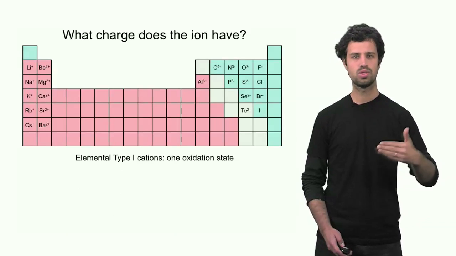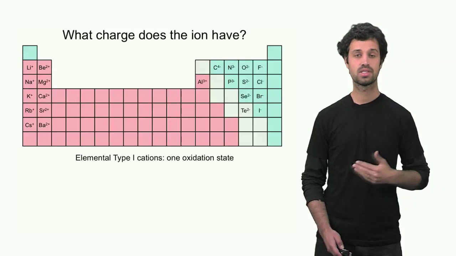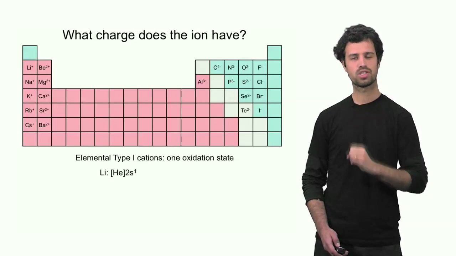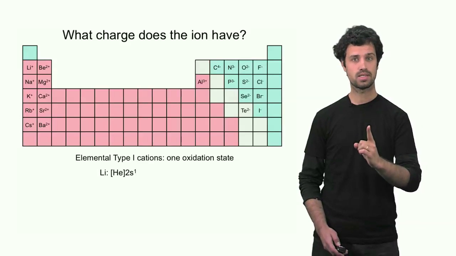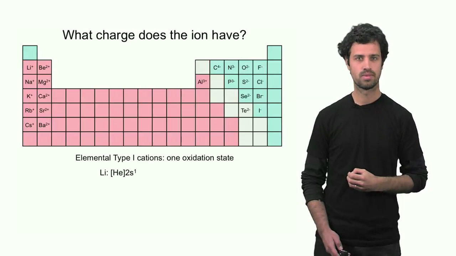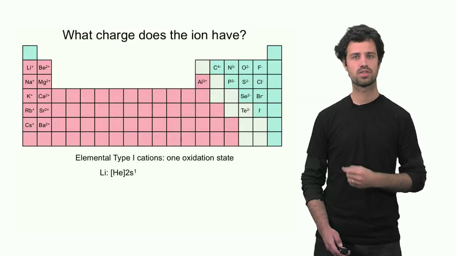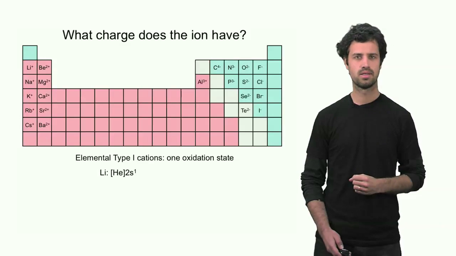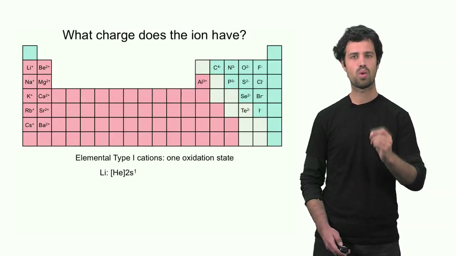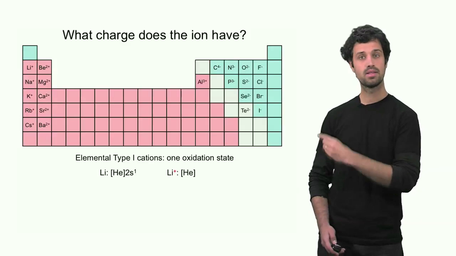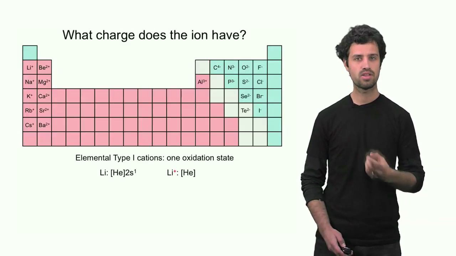Cations come in 2 types. The first type is type 1. Type 1 cations have only one oxidation state. An oxidation state is, in the case of an ion, the same as the ion's charge. Let's look at lithium. Lithium has the following electron configuration. It has 1 electron in the 2s. Now, if I take this 1 electron away from it, that means I generate a closed shell arrangement and the lithium plus ion, the lithium plus cation.